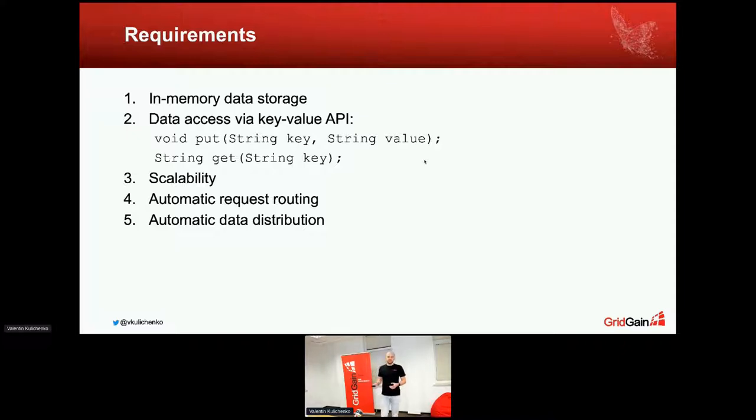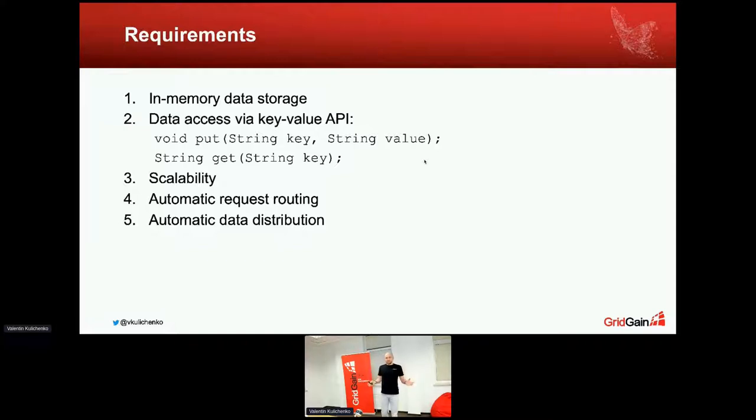The third requirement is scalability. This is, of course, a broad term, but what I essentially mean here is that I want to be able to run my database on multiple computers, on multiple servers, so that they act as a single system, as a single entity. I want to do as much as possible to abstract the user from the fact that there are multiple computers or servers behind the scenes, so that the user just uses these two public methods and is completely abstracted from the fact that there are multiple nodes.